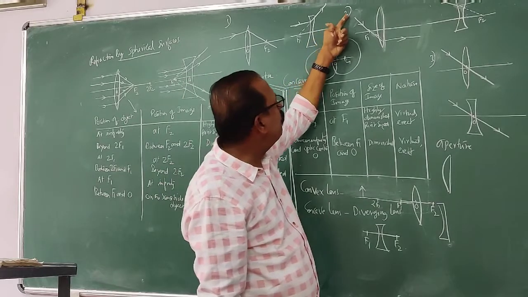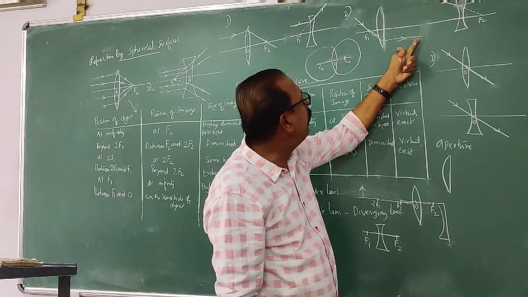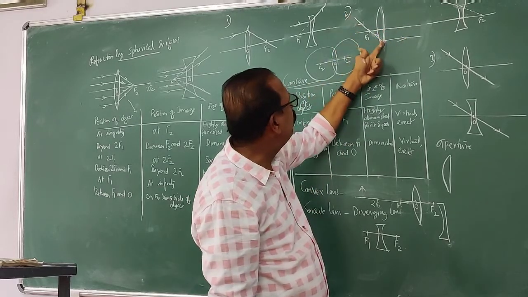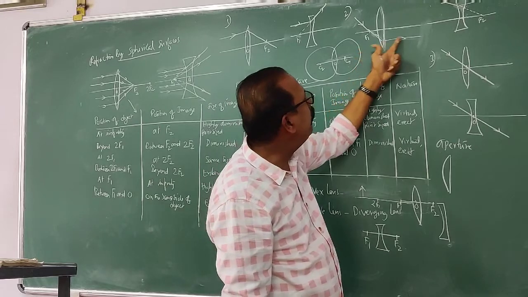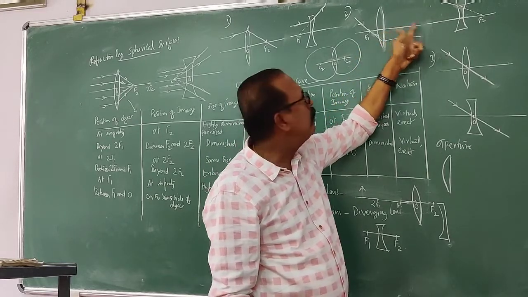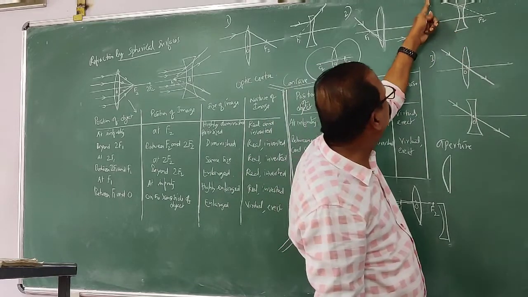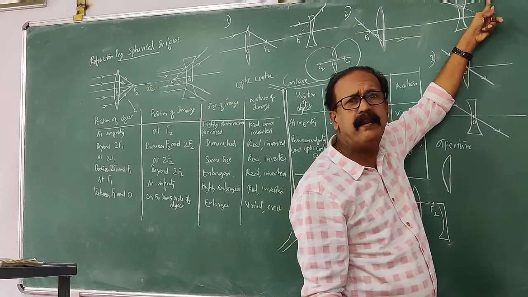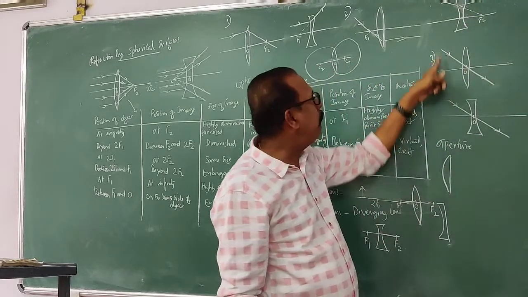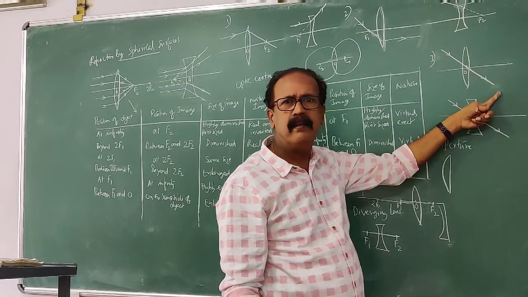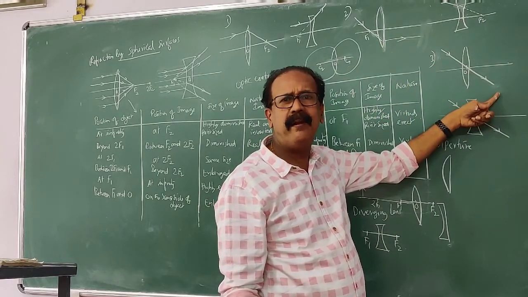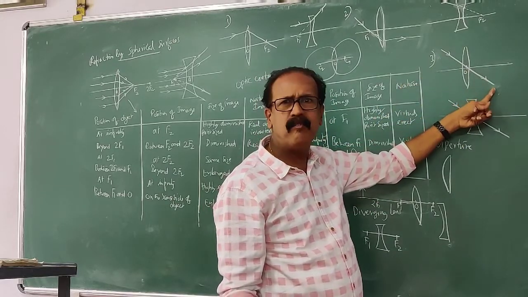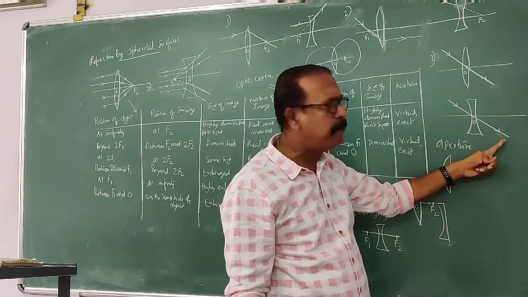Next, two. A ray passing through the focus after refraction is made parallel to the principal axis. In the case of a diverging lens, a ray passing towards the focus is made parallel to the principal axis after refraction. Now the third one, a ray passing through the optic center passes straight without any deviation. This is true for a convex lens as well as a concave lens.